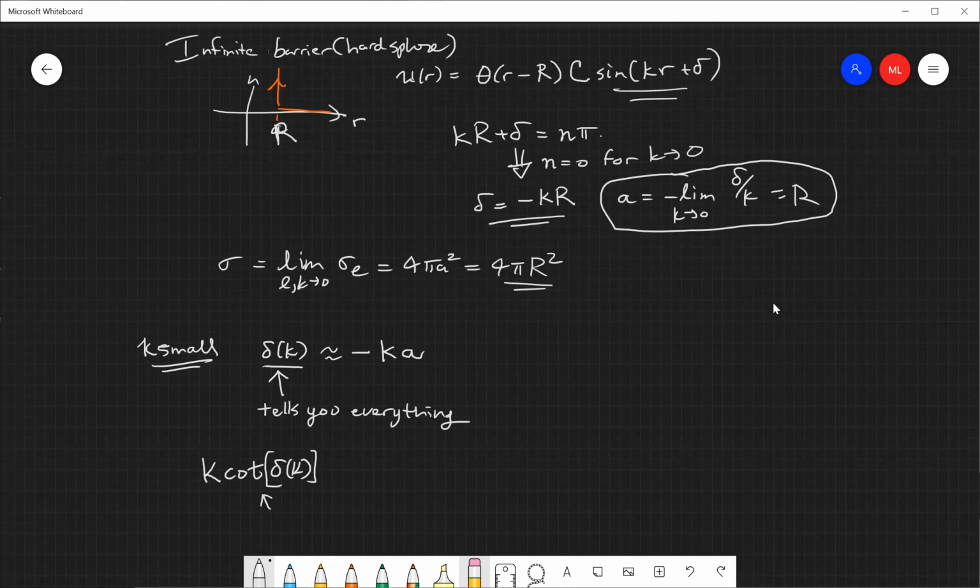You can Taylor series this. And moreover, you can show that it's analytic in k squared. Maybe I'll show that in recitation at some point. But this we can expand. The first term will be minus 1 over a. That just comes from this. And the second term will be something that's of order k squared.